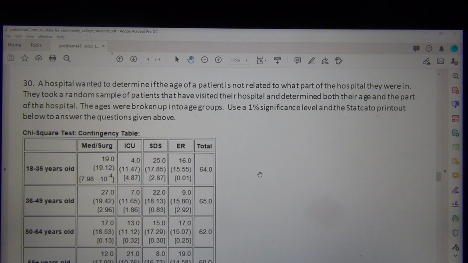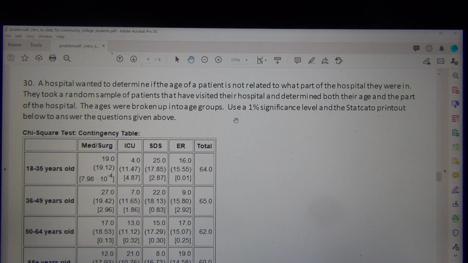So this is what we call a categorical association test. Now in general, this could have been an ANOVA because the type of part of the hospital is categorical, but the age actually is a quantitative variable usually. But you see they've taken the quantitative variable of age and broken it up into age groups. So now we have categorical data. We've basically turned the ages into categorical data. So we have two different categorical data sets that we're trying to see if they're related.